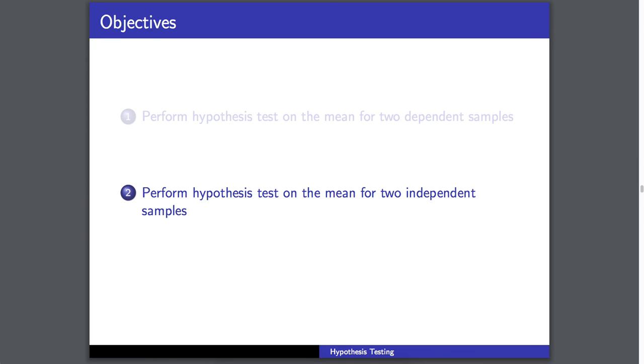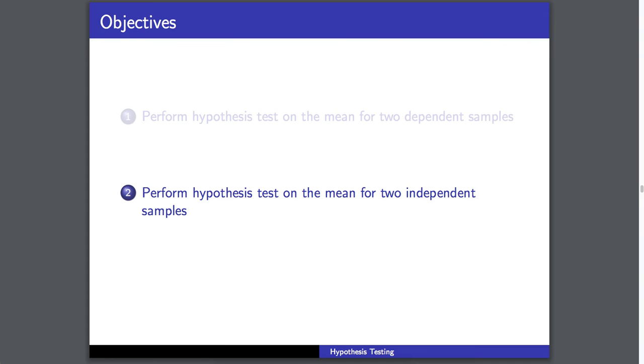All right, welcome back to our section on hypothesis testing for two means. In this video, we're going to take a look at performing hypothesis tests on the means for two independent samples. In our last video, we looked at dependent samples, a matched pairs or paired t-test. For this one, we're going to look at independent samples.